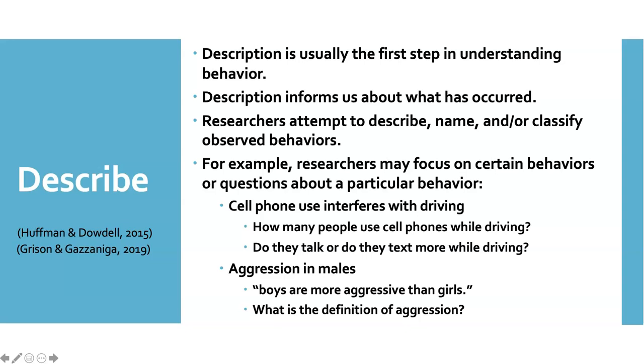For example, let's briefly discuss cell phone use and driving. The description goal seeks to answer questions such as, how many people use cell phones while driving? Another question to be explored may be, do they talk or do they text more while driving? Another example may focus on aggression in males. In the description goal, we will need a definition of aggression. A researcher will seek to describe the nature and type of aggression.